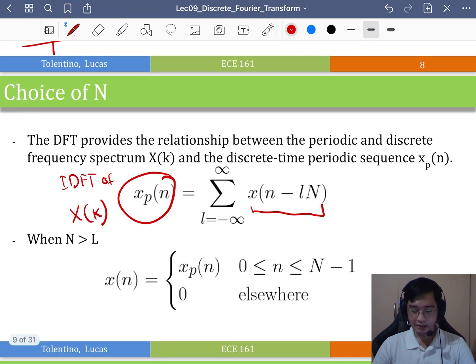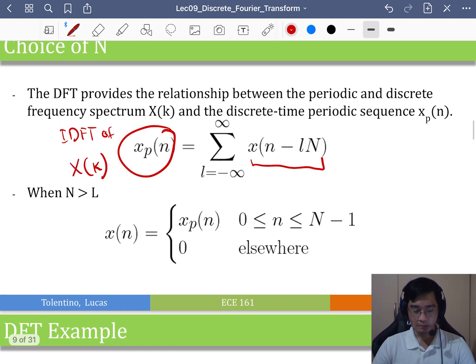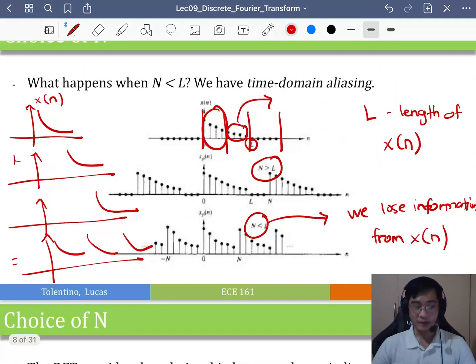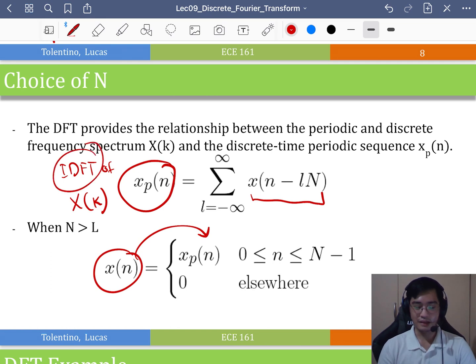When N is greater than L, we are not losing any information. So x of n is technically equal to the inverse DFT of X of k at these sample points. This is the goal when we want to take frequency points that are greater than the length of the signal, as we are representing the same time domain information.